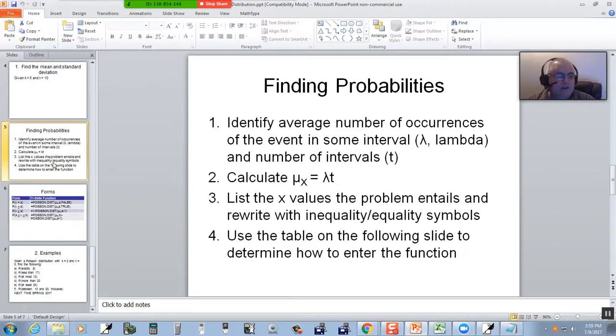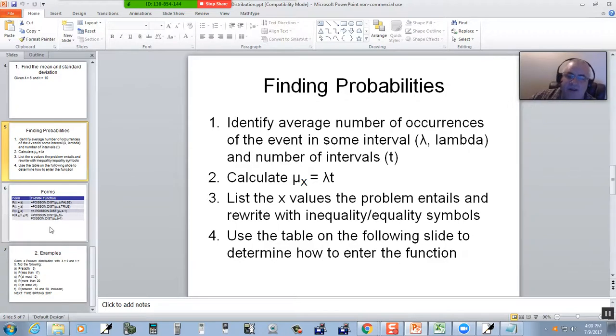Okay. Here's the part I want to focus on, finding probabilities. Identify the average number of occurrences of the event in some interval. That weird symbol is lambda, and the number of intervals is t. You want to calculate the mean, and that's usually lambda times t, although there might be variations of that. List the x value the problem entails and rewrite with inequality or equality symbols, and then use a table on the following slide to determine how to enter the function.